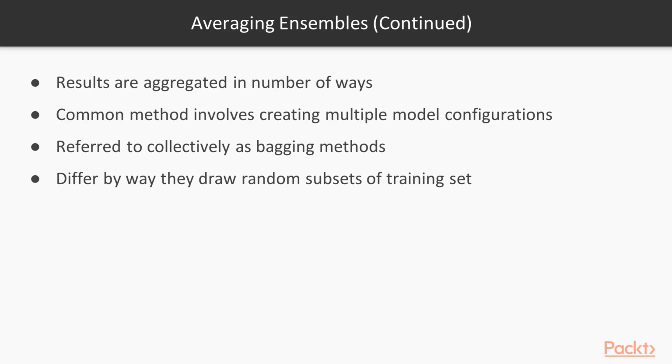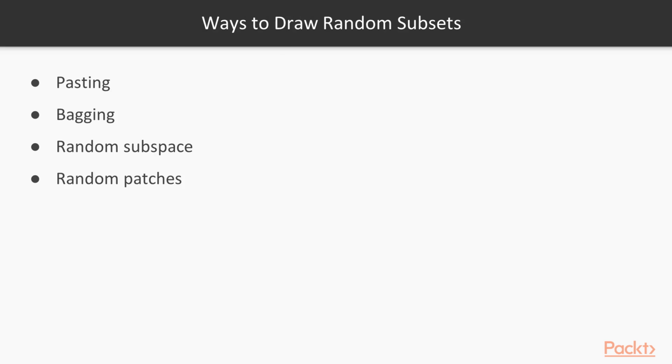Bagging methods come in many different flavors. However, they typically only differ by the way they draw random subsets of the training data. Pasting methods draw random subsets of the samples without replacement. Bagging methods draw random subsets of the samples with replacement. Random subspace methods draw random subsets of the features but train on all data samples. And random patches methods draw random subsets of both samples and features.